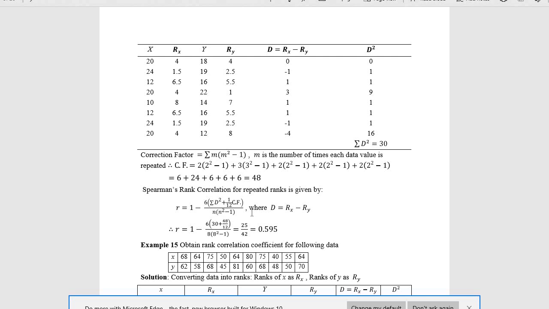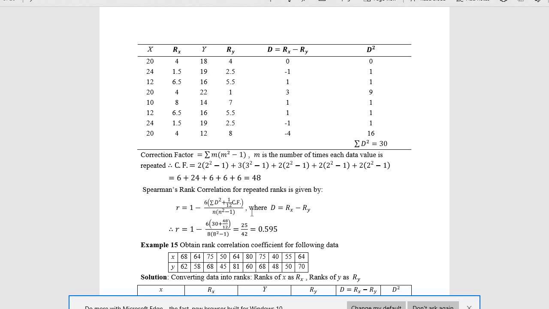Observe the logic. First rank, 24, 24: 1 plus 2, so 1.5, 1.5. Third rank, 20, 20, 20: 3, 4, 5, and the average is 4, so 4, 4, 4 we have to give. Next, the fifth rank is concerned: 12, 12, so 6.5, 6.5, and 6, 7 ranks are completed. Next, the lowest number is 10. 10 occurs only one time, so it is the 8th rank. Count here 1, 2, 3, 4, 5, 6, 7, 8. This is the way we have to give the ranks.